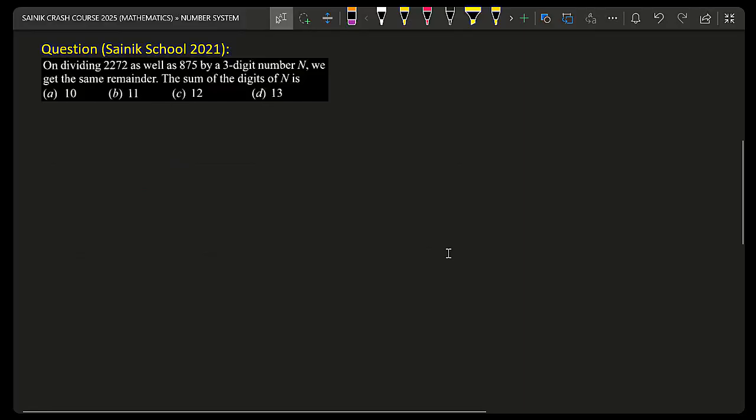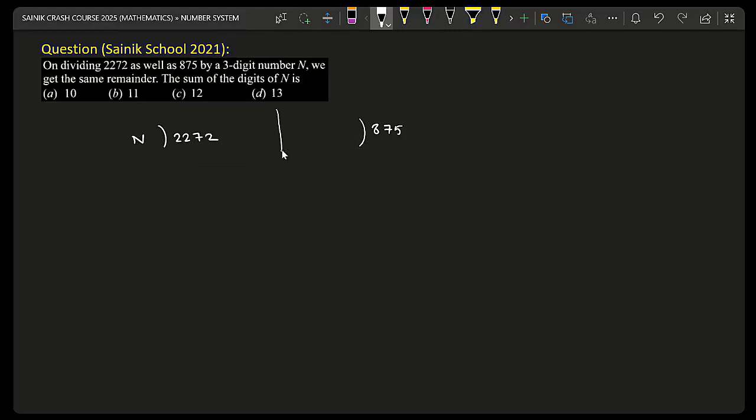So first I'll explain the question, then you can try. See, 2272 and 875, two numbers are given for us, and there is a 3-digit number n. If you divide 2272 by n, we get the same remainder, let us say r. If you divide 875 by n, then also we get the remainder r. Then we should find the sum of the digits of n.